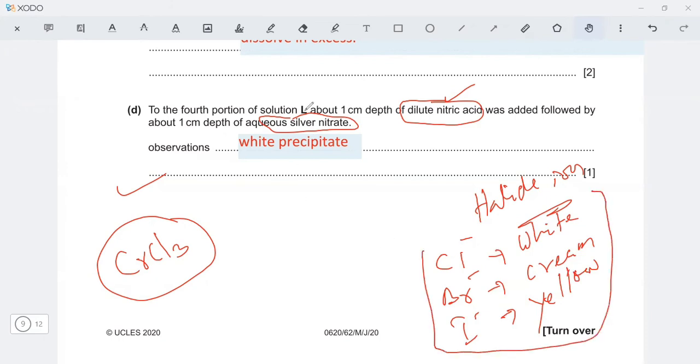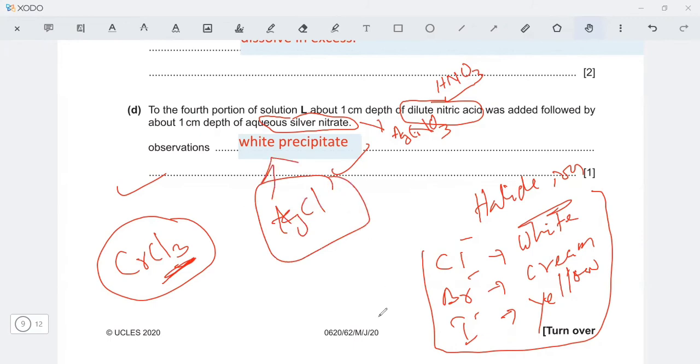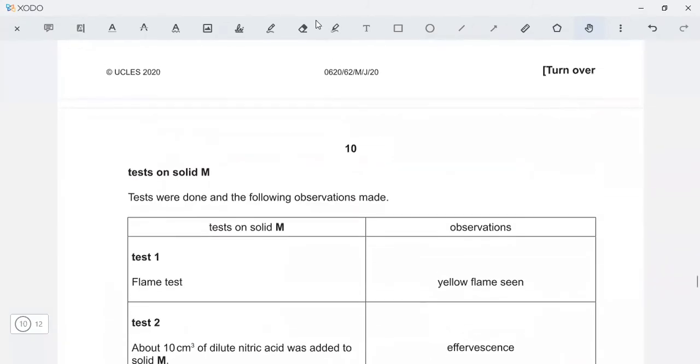So what will be the answer here? Which precipitate will you get? When you add dilute nitric acid, HNO3, followed by silver nitrate, AgNO3, after addition of this couple of chemicals, you will get white precipitate, because in this compound chlorine is present, right? So it will become silver chloride, AgCl. The color of silver chloride is white precipitate. So let me move on to the next part.